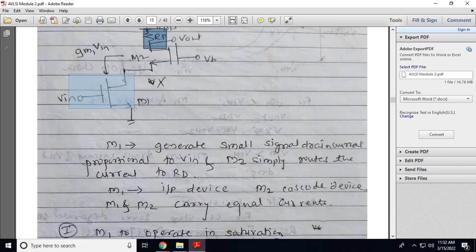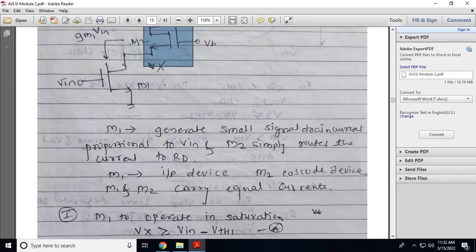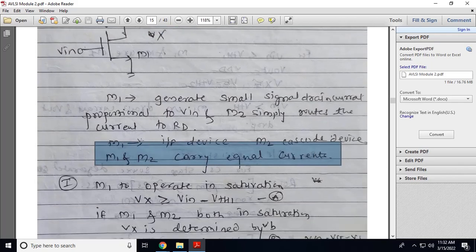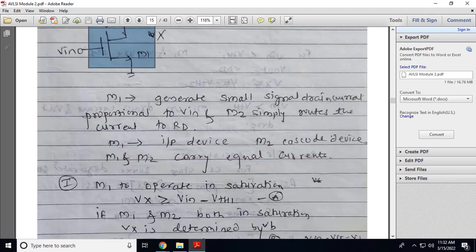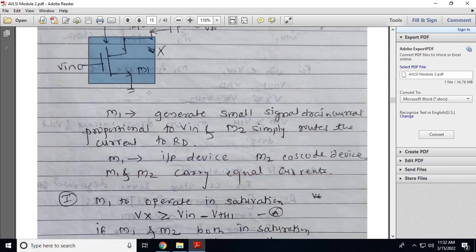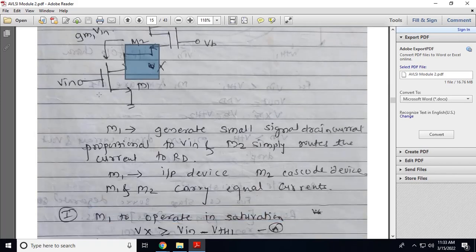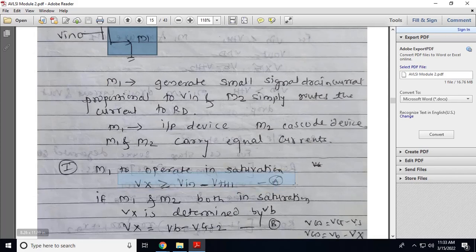So M1 is the input device and M2 is a cascode device. M1 and M2 carry equal currents. M1 is operated in the saturation region when the voltage at X, the drain voltage, is greater than the input voltage minus the threshold voltage VTH1. So this is equation A.